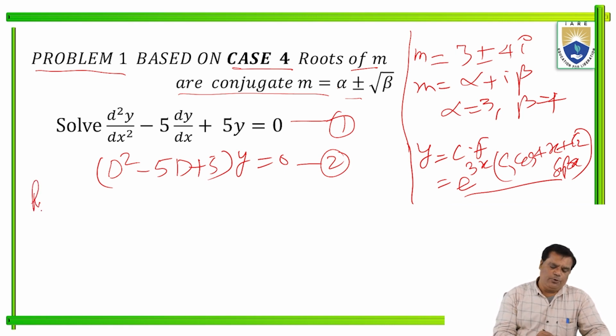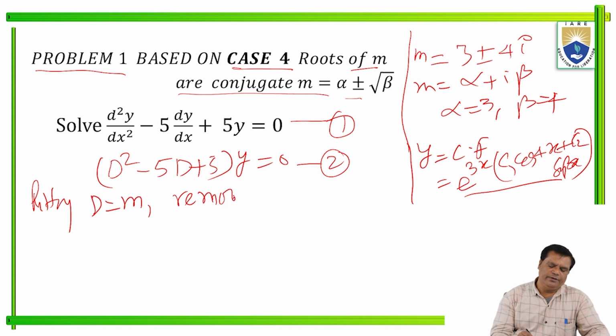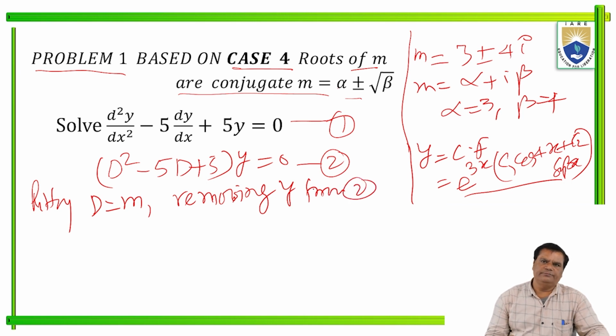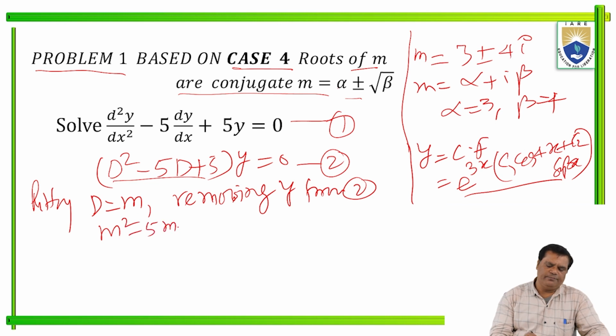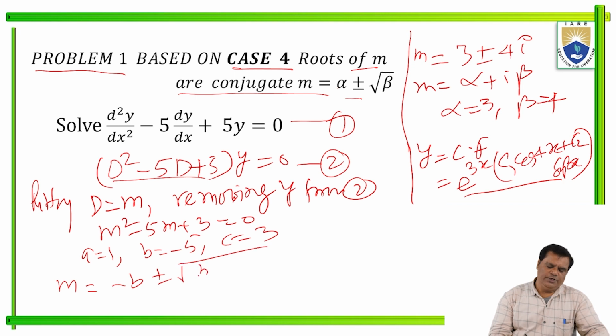So now putting d equal to m and removing y from 2. Okay, because y is not 0, this result is 0. So m square minus 5m plus 3 equal to 0. Now solving this, a is here 1, b is minus 5 and c is 3. So here m equal to minus b plus minus under root b square minus 4ac upon 2a.